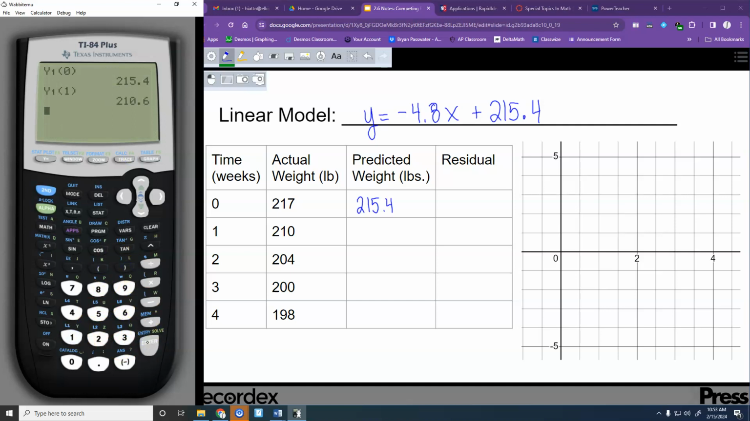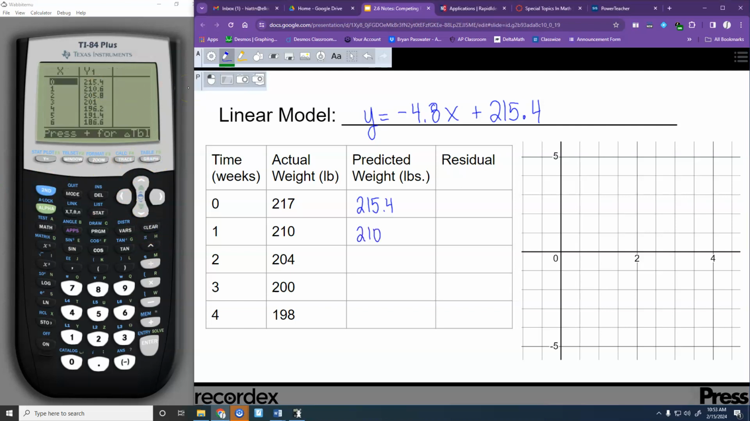Actually, hold on. I don't even need to do this. What's a quicker way? This will work for sure. I just stored this in Y1, right? Where could I go where it'd give me all of these at once? Table. Let's go to table. Let's do second graph. That'll take us to the table. I have 5,000 in my Y2. Let me clear that out. That's from another problem. Table gives me all of these at once. That'll be even faster. 210.6.